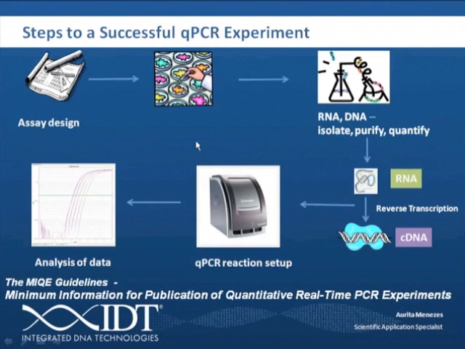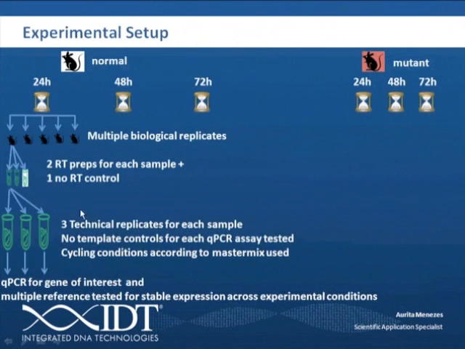In terms of the experimental setup, if you're dealing with normal and mutant cells, you need to have multiple biological replicates for each time point that you're interested in. For each replicate, you want 2 RT preps and 1 no RT control. This no RT control is important because you want to make sure that the fluorescent signal you're seeing, if you're doing gene expression, is not due to genomic DNA, but due to the cDNA.